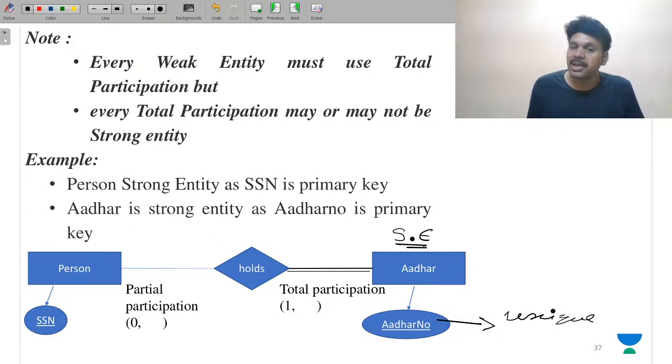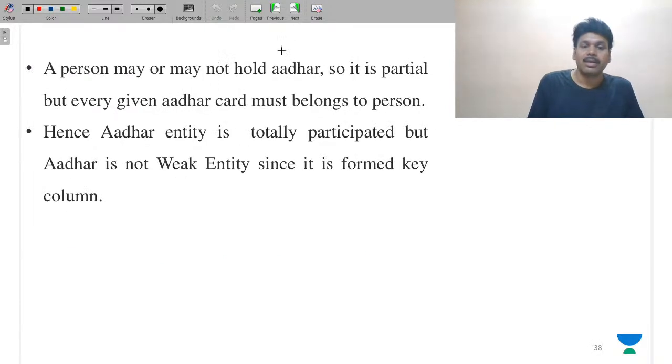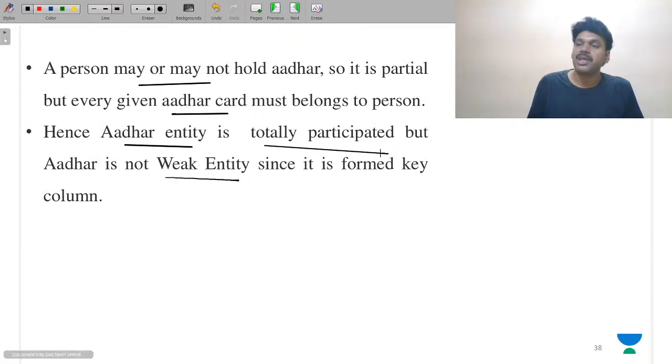Even though it is a strong entity, we are using total participation because Aadhaar must be related with a person. Whenever you enter some entry in Aadhaar, that must be linked to a person. But it's not compulsory that every person is supposed to have Aadhaar. Therefore, its minimum cardinality is 1 on that side and 0 on the person side. Same description I have given, friends. Even though Aadhaar is not a weak entity, we are using total participation because every Aadhaar number is linked with a person.